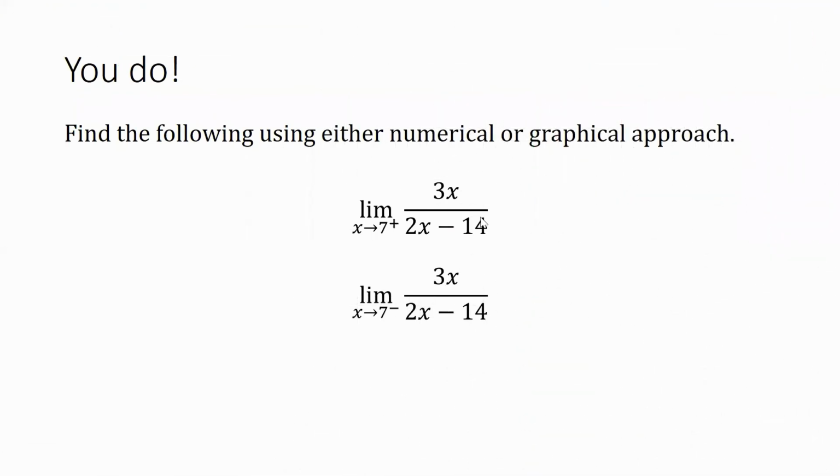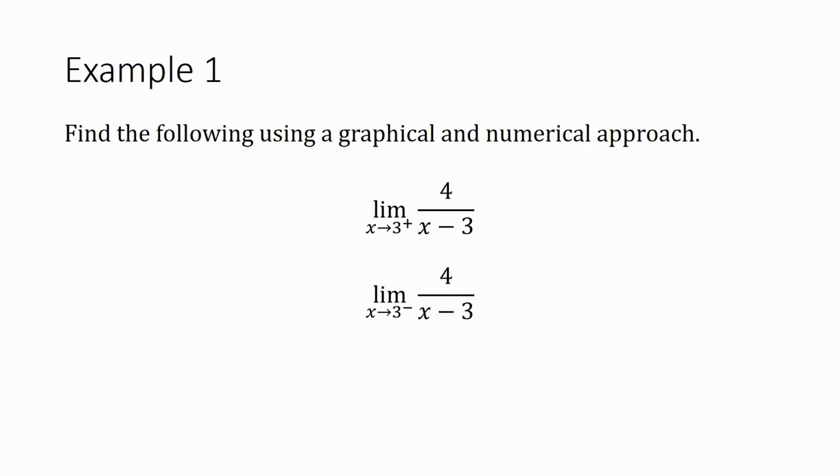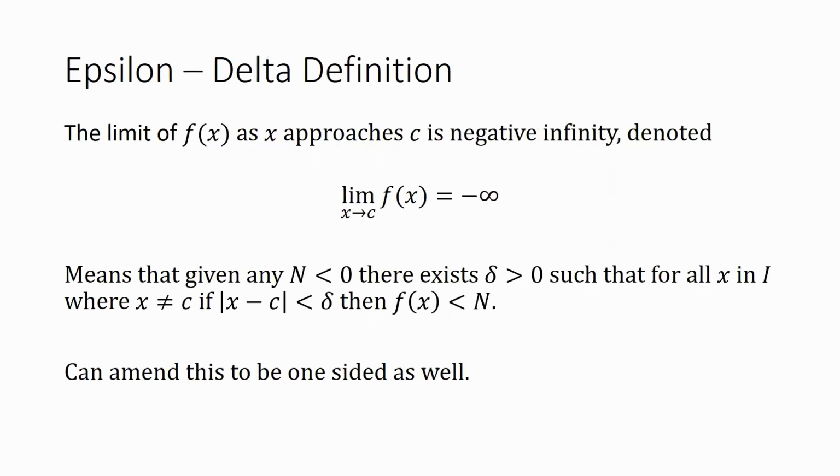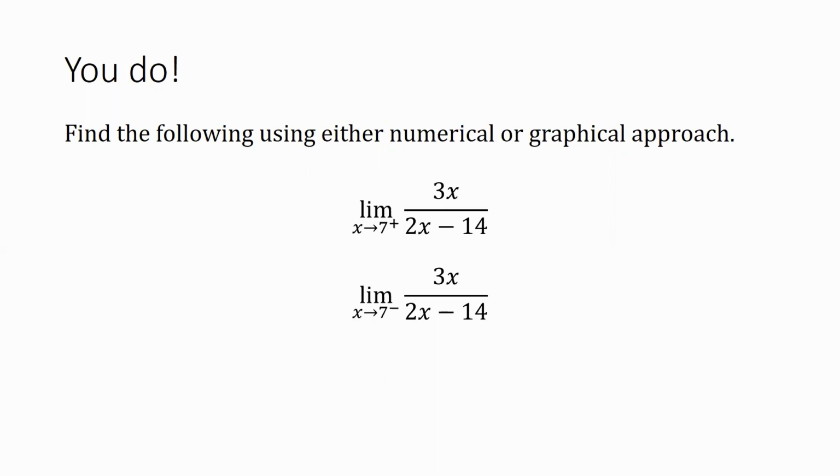Before we move on, I want to point out that in both of my examples, the place that the limit shot off to infinity was at an x value of 7 here, which hopefully you noticed makes the denominator 0. And in the previous problem we did, when x approached 3, again, that denominator became 0. So those are some interesting points.